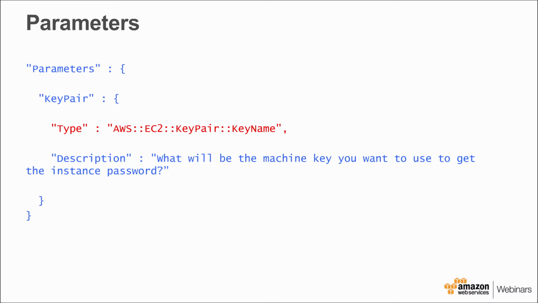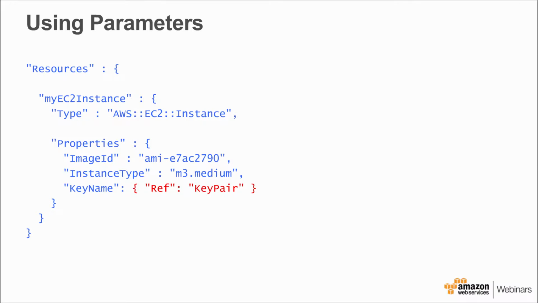In this particular example, we're creating a parameter called KeyPair, and of course the type is a key pair name, and it allows you to choose which key pair you want to use for getting the instance password once it's created. Once you have your parameter created, back in your Resources section, here we have that MyEC2Instance we created earlier, and now we're adding an additional property that indicates the key name for that instance is a reference to the parameter that we created.